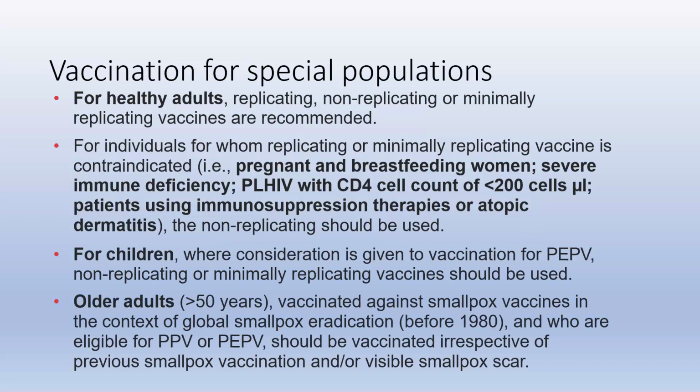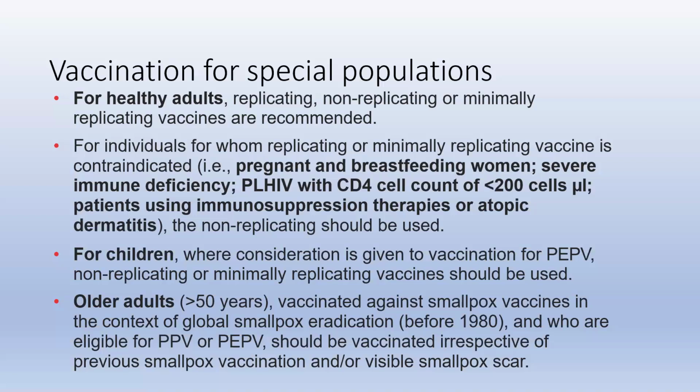For individuals for whom replicating or minimally replicating vaccine is contraindicated, and here we're talking about pregnant and breastfeeding women, patients who are severely immunocompromised, people living with HIV with CD4 less than 200, patients using immunosuppressive therapies, these ones should be vaccinated using the non-replicating vaccine. For children, consider using non-replicating or the minimally replicating vaccines.